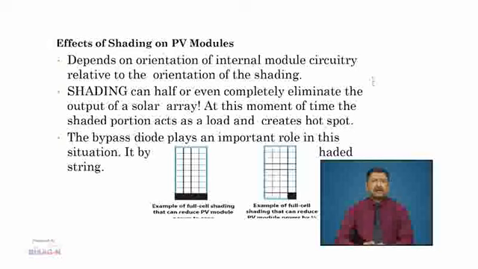Effects of shading on PV modules depends on the orientation of the internal module circuitry relative to the orientation of the shading. Shading can halve or even completely eliminate the output of the solar array at that moment of time. The shaded portion acts as a load and that creates hot spots. The bypass diode plays an important role in this situation.